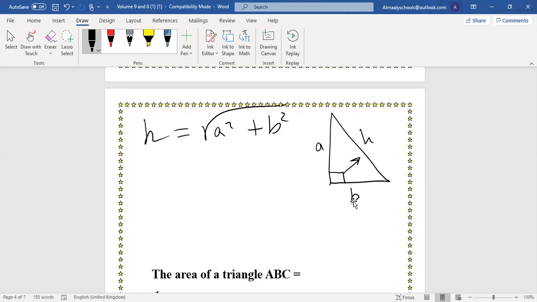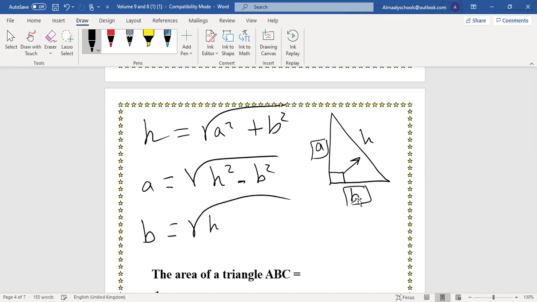Okay? If you want to find one of the 2 sides, A or B, then A equals the square root of the hypotenuse power 2 minus B power 2, and B equals the square root of H power 2 minus A power 2. So if you want to find the hypotenuse, the largest side, you will add. If you want to find one of the 2 sides of the right angle, you will subtract. Is it hard? No.